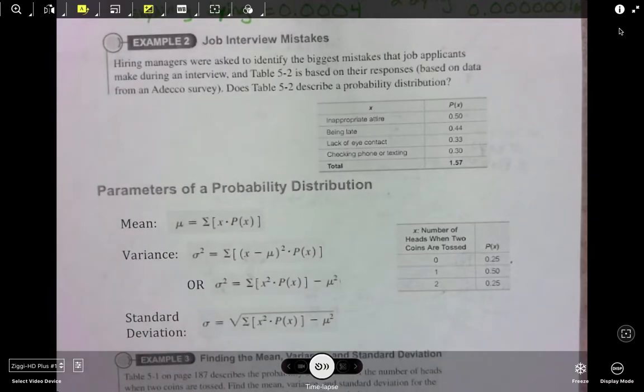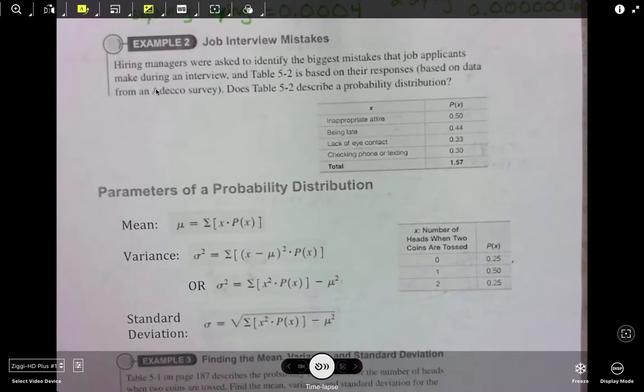All right. Hiring managers were asked to identify the biggest mistakes that job applicants make during an interview. So what they said was that 50% of people don't wear the right attire. 44% are late to an interview. What are you doing, people who are late to an interview? 33% have lack of eye contact.